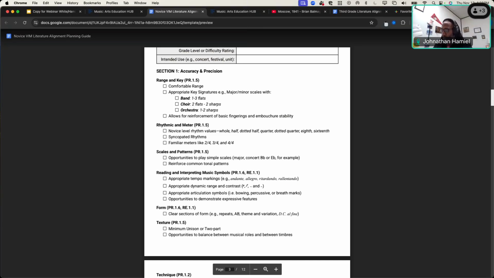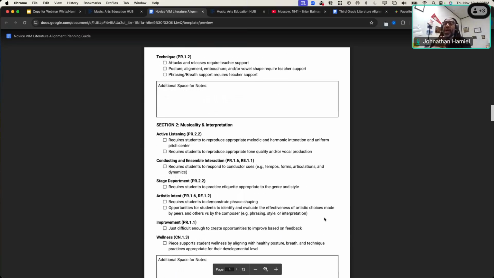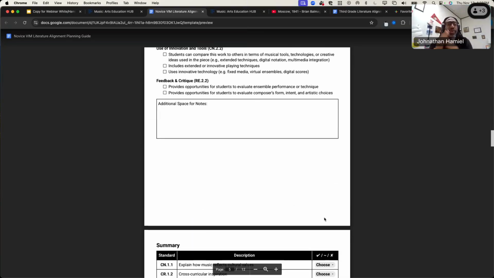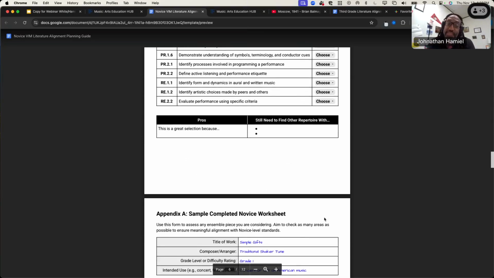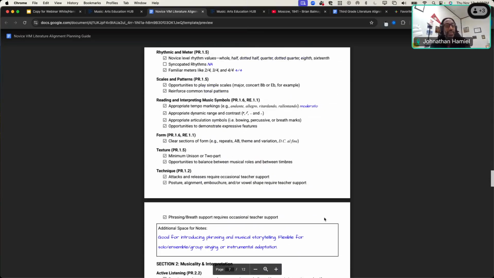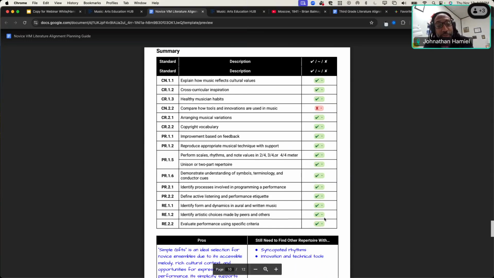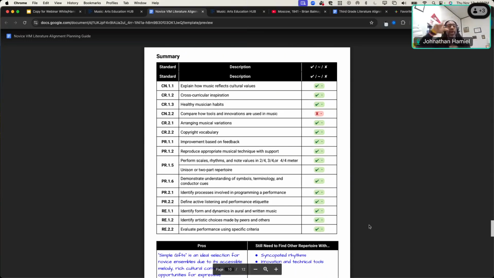And it's very self-explanatory. And here's one thing that I was asking Brandon about. Well, what happens if I do not cover every standard with one piece? Guess what? That's okay. You're not going to just play one piece on a concert. You will have another piece of music that will probably cover those things.